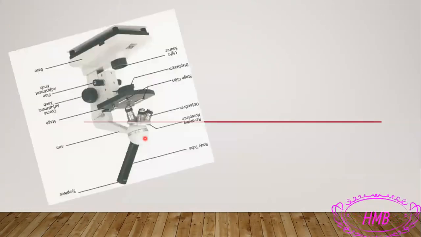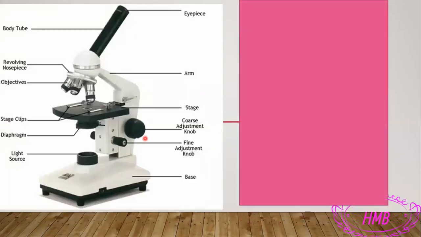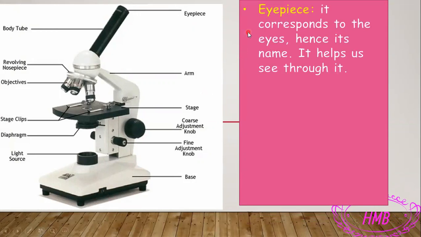Let's continue. This is a microscope. Let's now study every part of a microscope. First of all, we have the eyepiece. This is the eyepiece here.